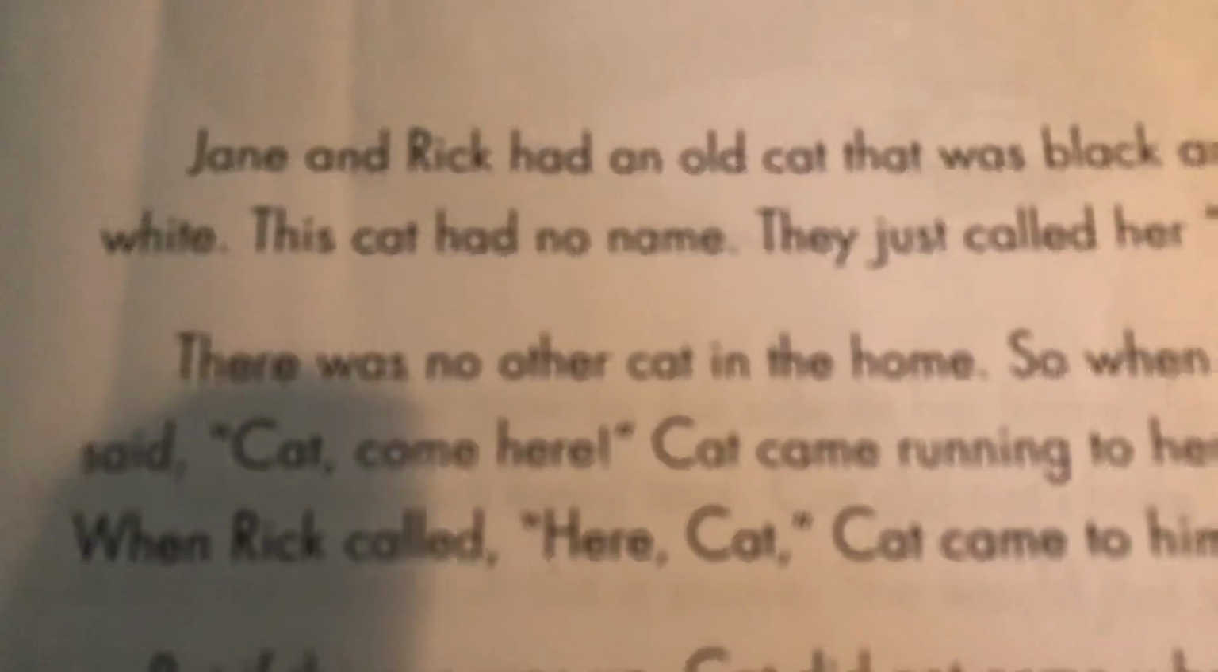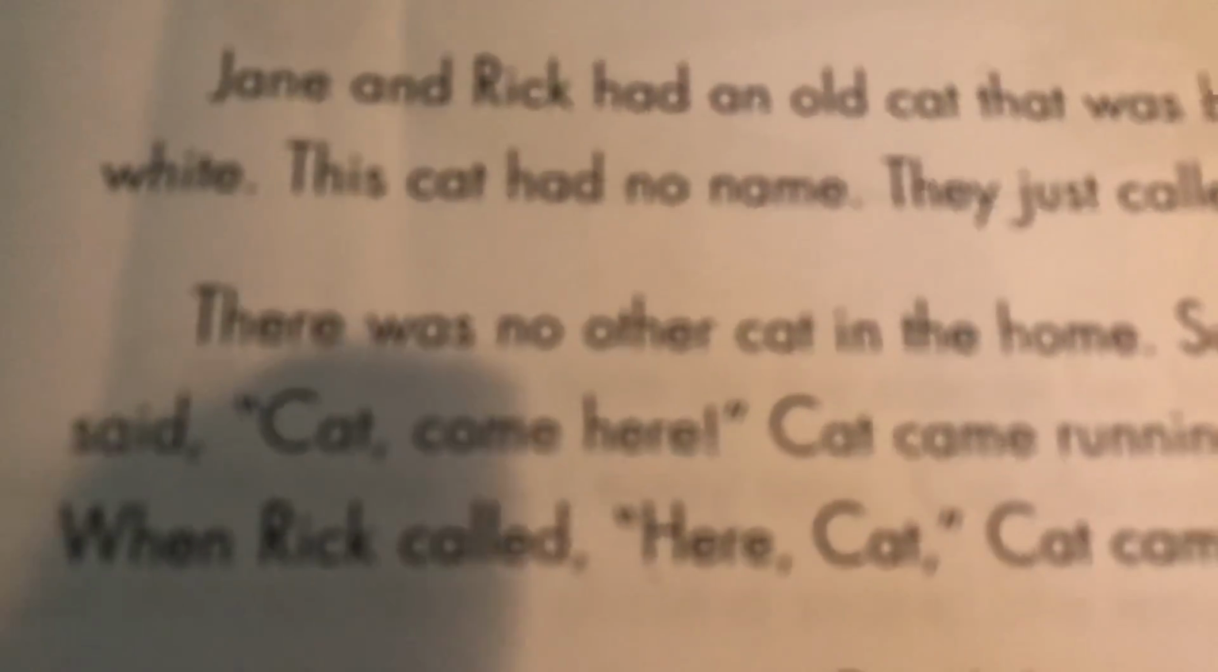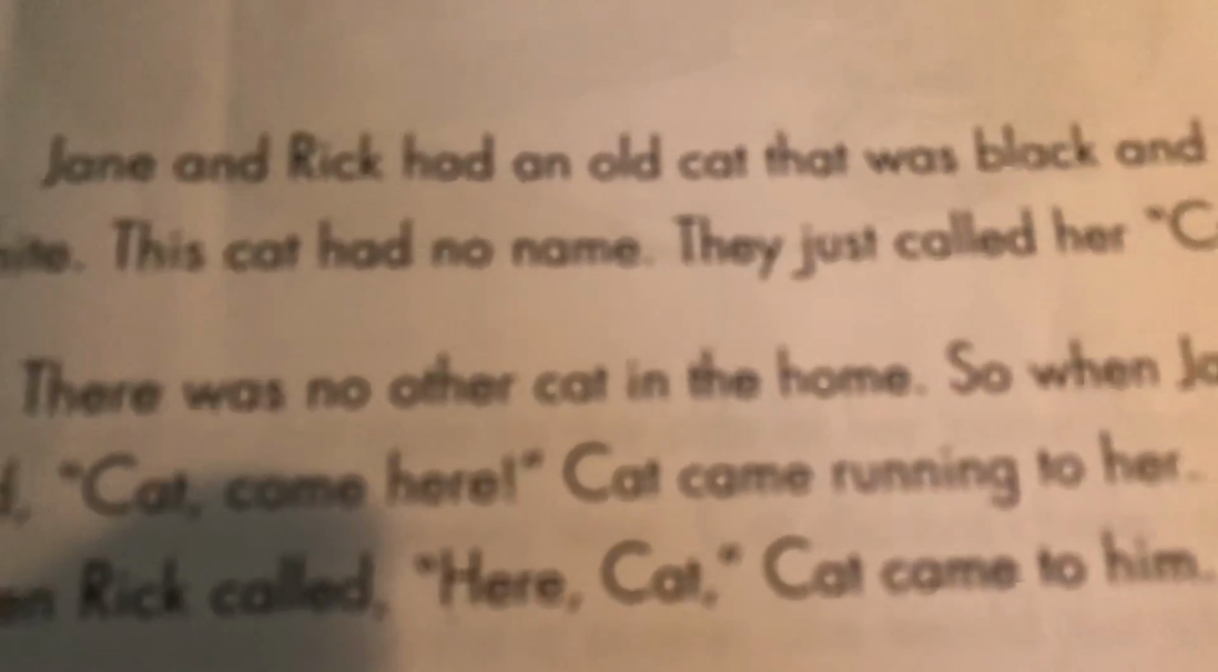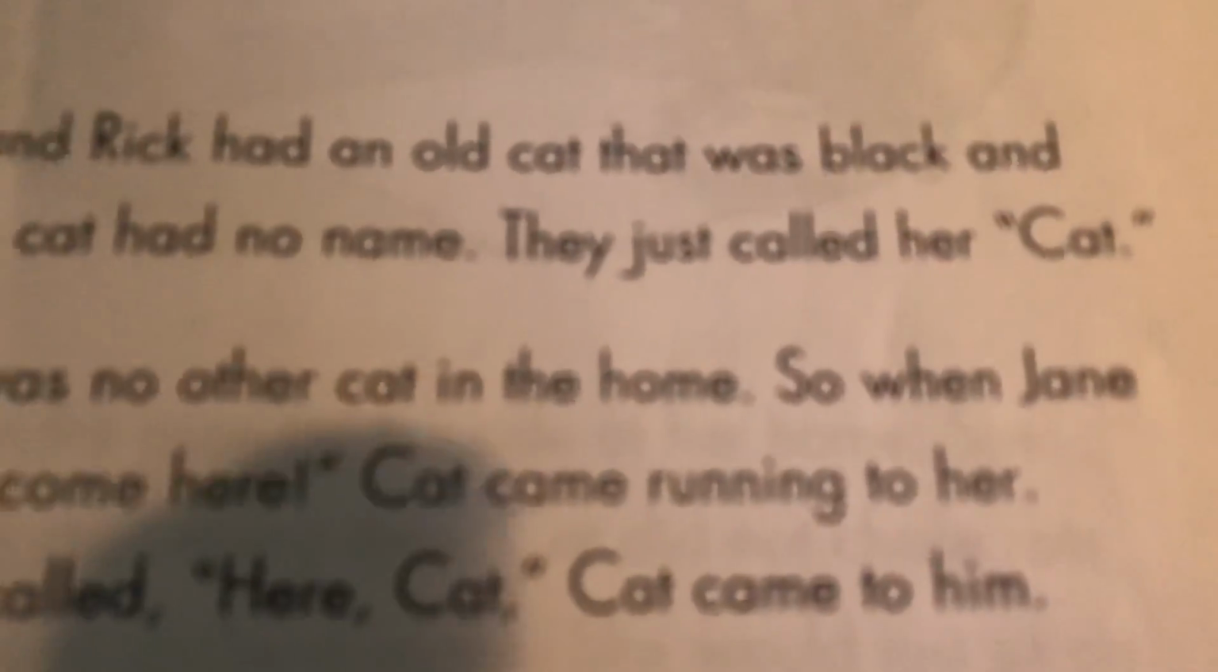Jane and Rick had an old cat that was black and white. This cat had no name. They just called her Cat. There was no other cat in the home, so when Jane said, "Cat, come here," Cat came running to her. When Rick called, "Here, Cat," Cat came to him.